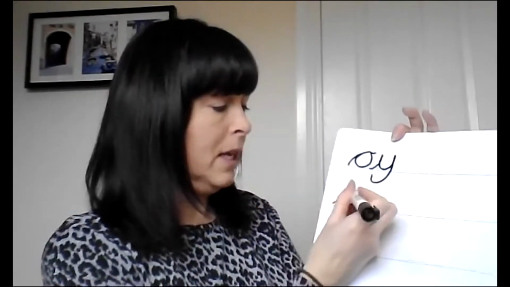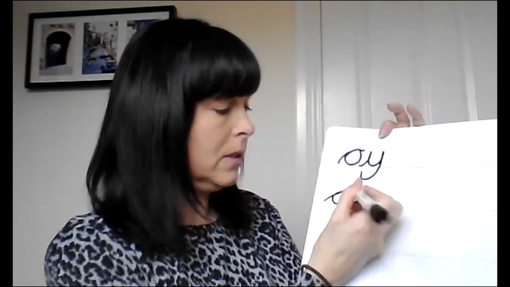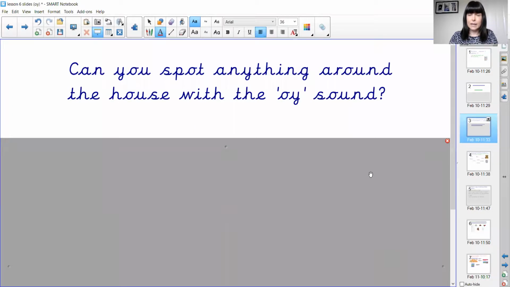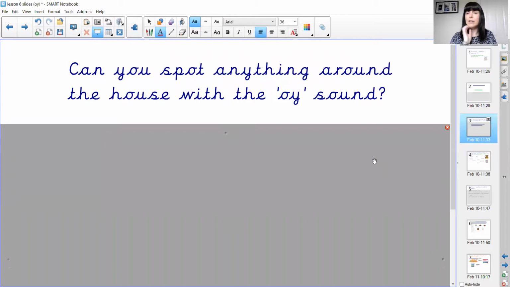So first of all, we make the O. And then we need the second letter. It's a digraph. Those two letters together make the oi sound. Okay, well done. Let's look back at our screen. Okay, so we've had a go at writing it. Now I'd like you to have a think. If you can think of any words that you've come across, maybe you can see any around you, or when you're having a look out the window outside, can you see anything that has the oi sound in the word? Stop the video to have a little think.